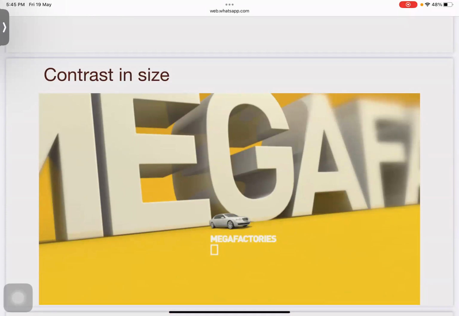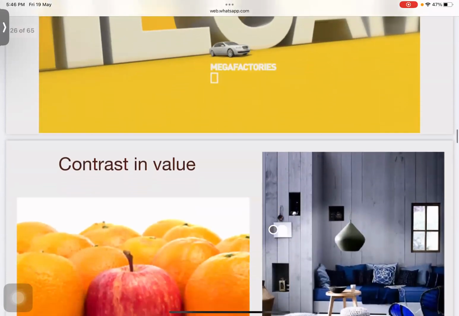It was okay. Fine. Let's talk about contrast in terms of size. Over here, this is a poster of mega factories, and they have tried to show the lettering, and this particular car standing in front of it looks so small, and hence the contrast in terms of size has been created.